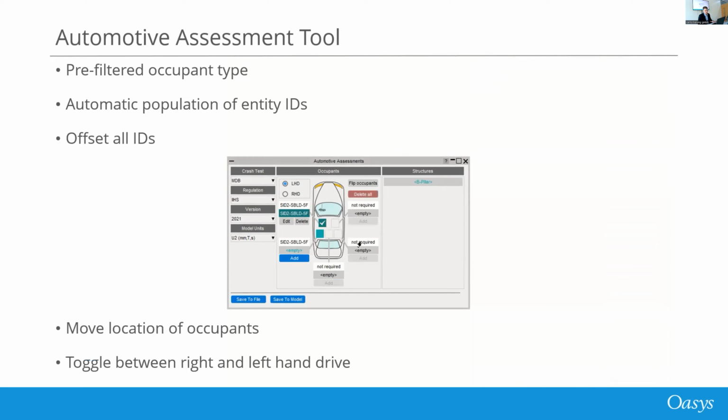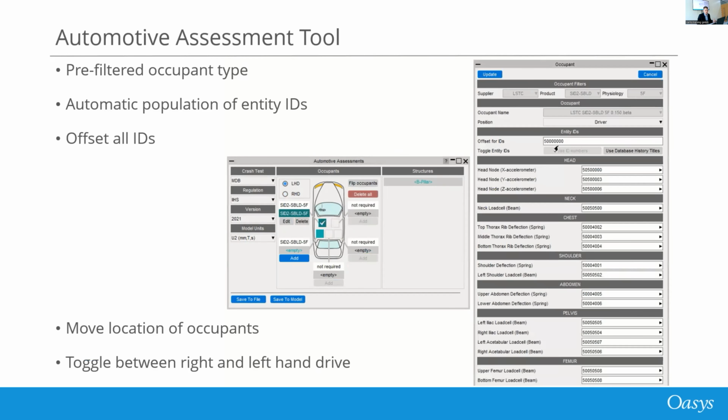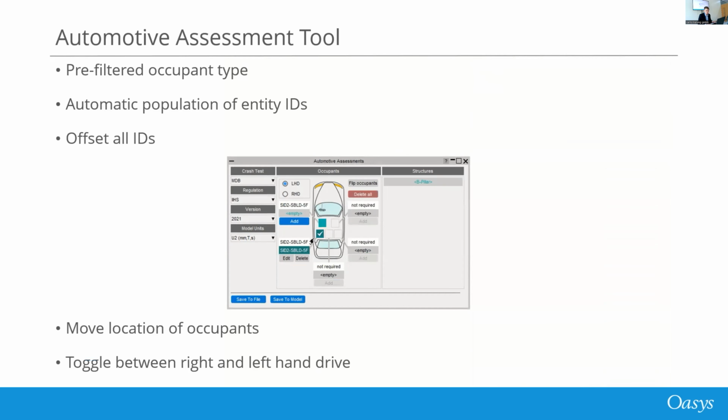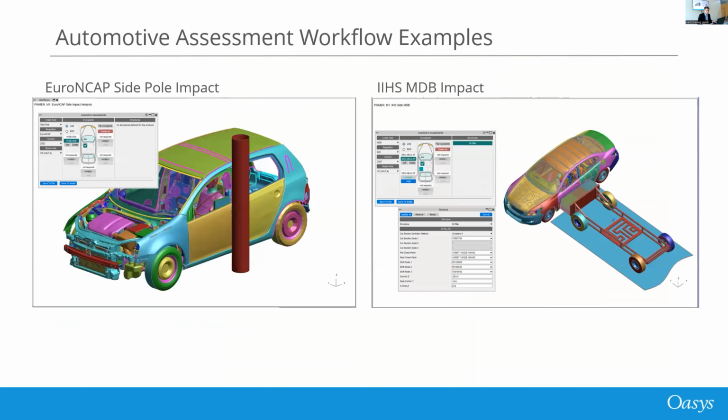As well as adding occupants, you can also reposition them. So let's say you had an occupant and defined it in the rear passenger seat, but you actually meant to define it in the driver's side. You can move those around, and there's freedom to do all of those things.